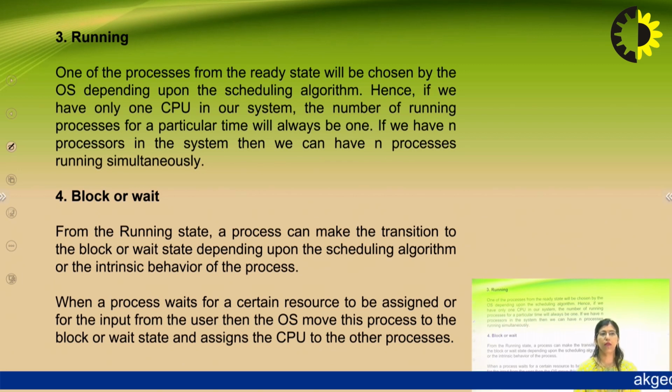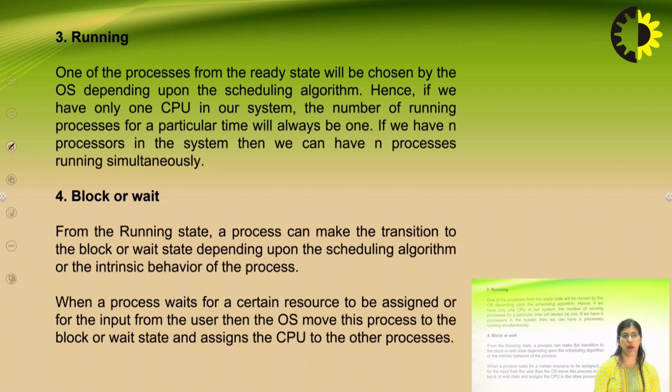If we have only one CPU in our system, the number of running processes at a particular time will always be 1. If we have n CPUs, then we can say we have n processes running simultaneously. The next state is the block or wait state. From the running state, a process can make a transition to the block or wait state depending upon the scheduling algorithm or the intrinsic behavior of the process.